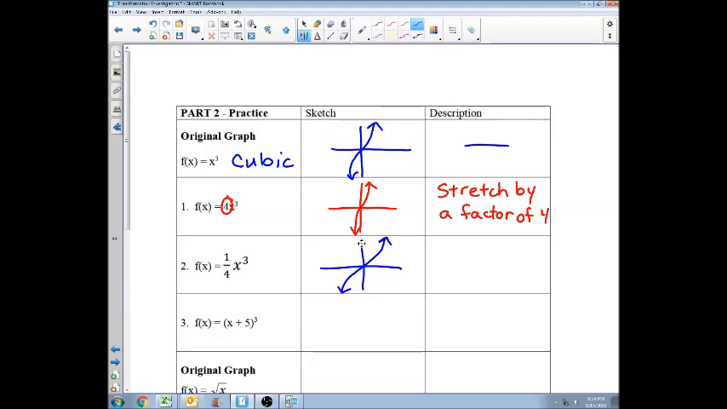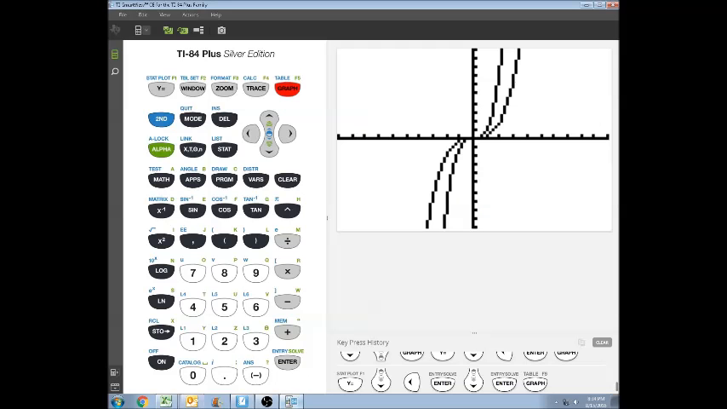Something along those lines. And what did we call it when we multiplied by a fraction on the front? Well, we called it a shrink. So we're going to shrink by a factor of 1/4. Okay. Number 3, our last one with the cube roots, or the cubes here.